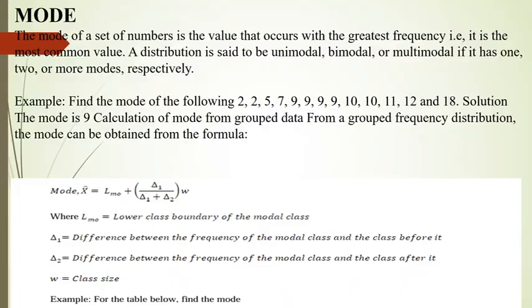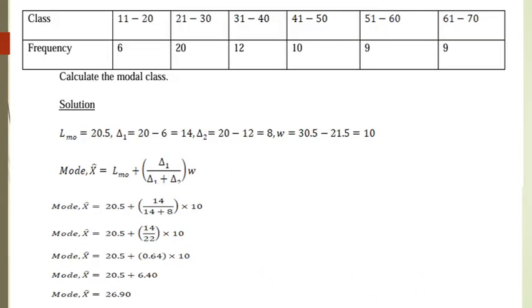Calculation of the mode from grouped data. From a grouped data distribution, the mode can be obtained using this formula: L mode plus theta 1 over theta 1 plus theta 2, times the class width. Here, L mode is the lower class boundary of the modal class. Theta 1 is the difference between the frequency of the modal class and the class before it. Theta 2 is the difference between the frequency of the modal class and the class after it. And W is the class size, or we can say class width.